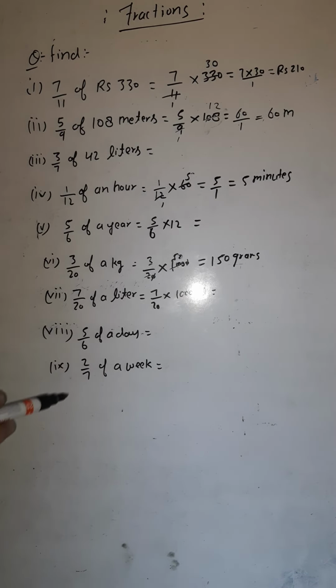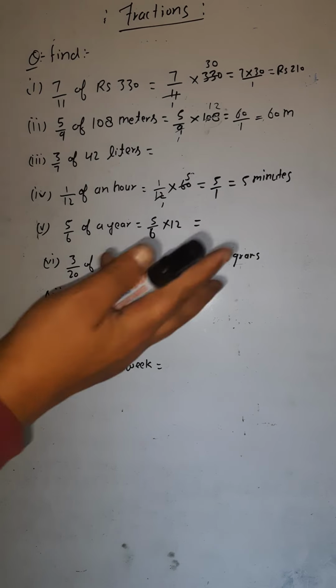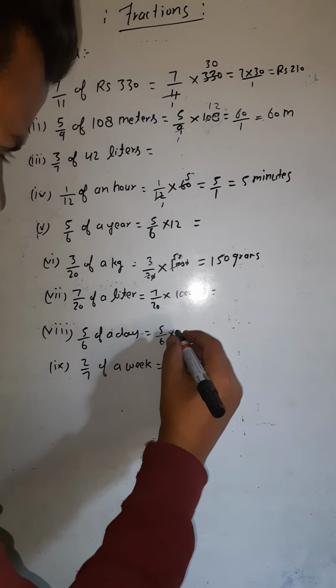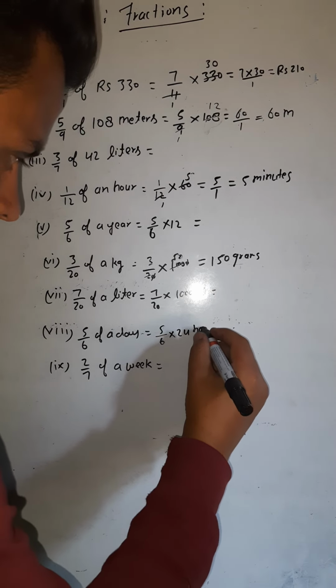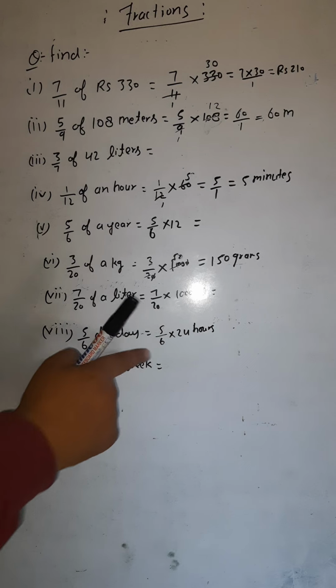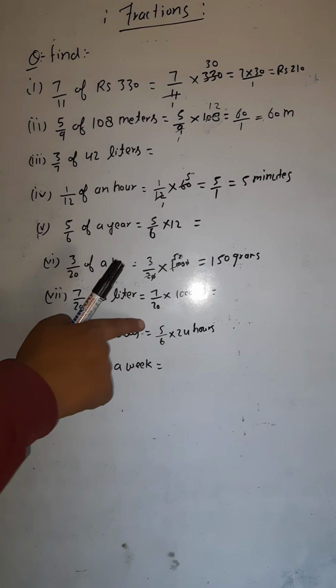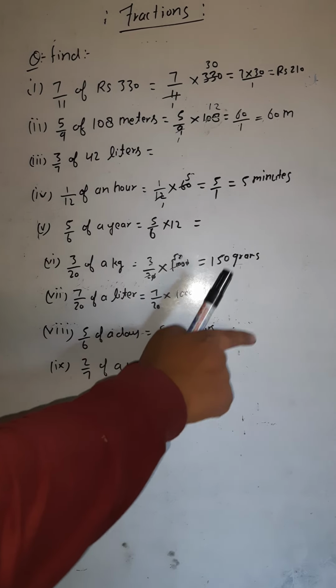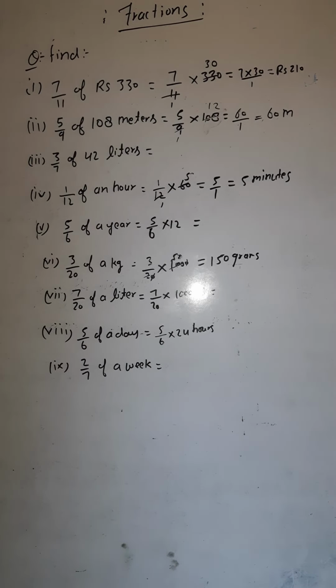Similarly, 5 by 6 of a day. In 1 day there are 24 hours. So you would write it like this: 5 by 6 multiply 24 hours. So the answer would be in hours. If you are cutting this, after cutting then multiply, you would write the answer in hours. So write there hours.